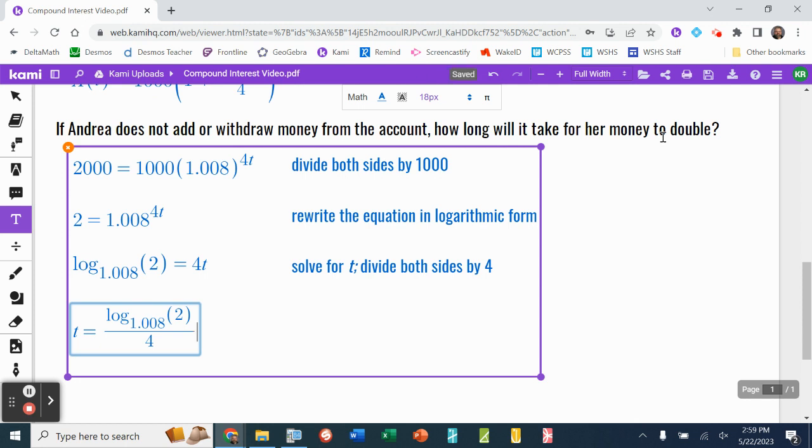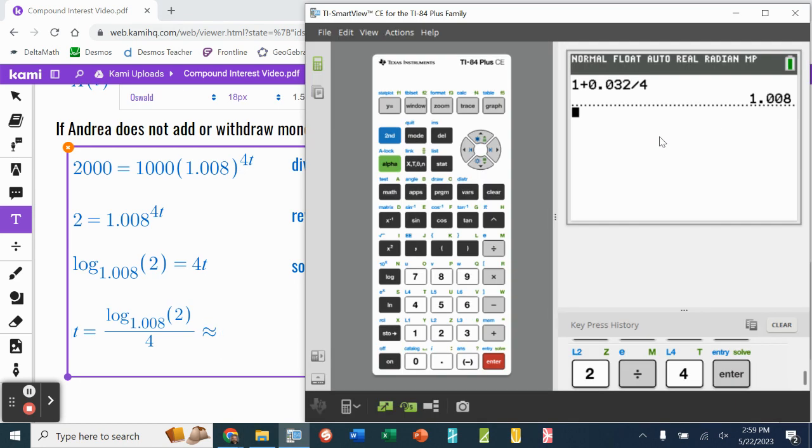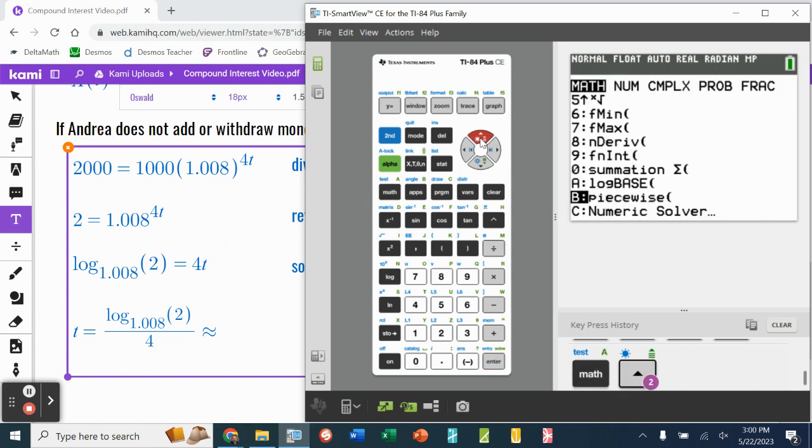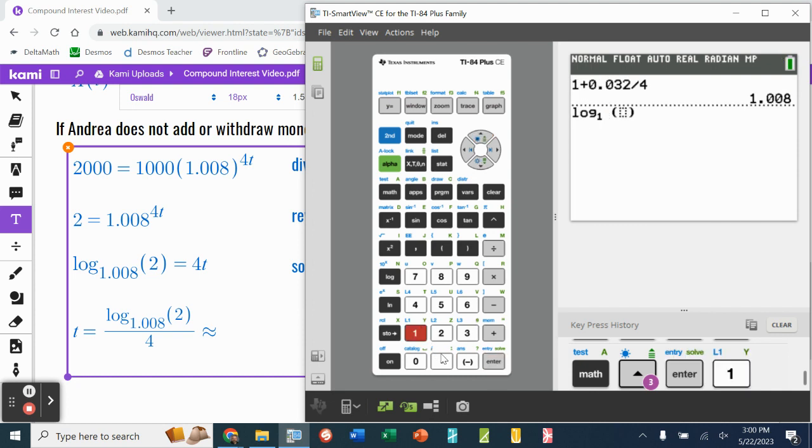Now, I would never go to Andrea and tell her that it's going to take her log base 1.008 of 2 divided by 4 years for her to double her money. So in an application like this is where we're going to go ahead and evaluate this logarithm. So on your calculator, we're going to press mode. We're going to scroll up to option A, log base. We'll enter our base of 1.008. Then we'll enter our argument of 2. And then I need to go ahead and divide that quantity by 4.